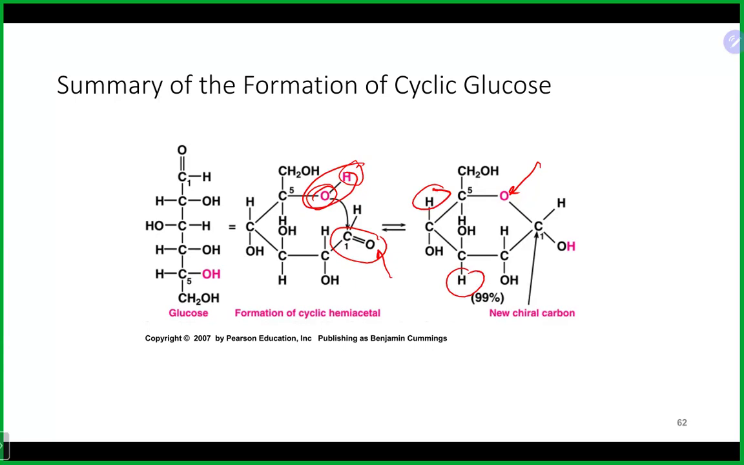The double bond oxygen is gone once it closes. No, there's no double bond. The double bonded oxygen actually ends up as that OH on the alpha or beta at the very end.